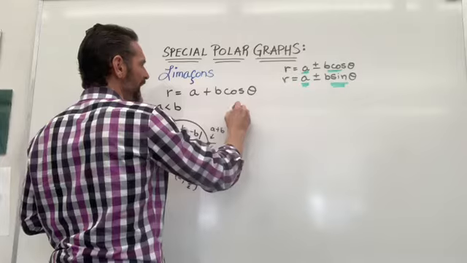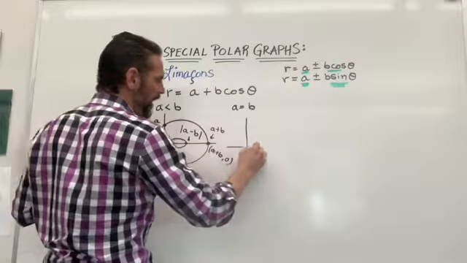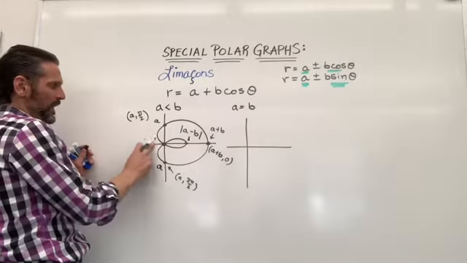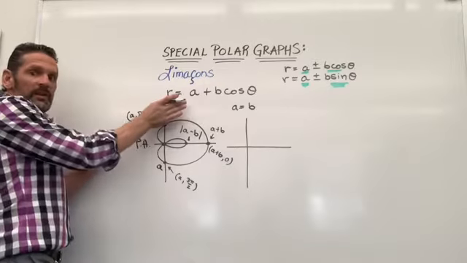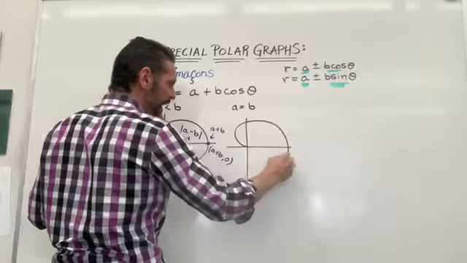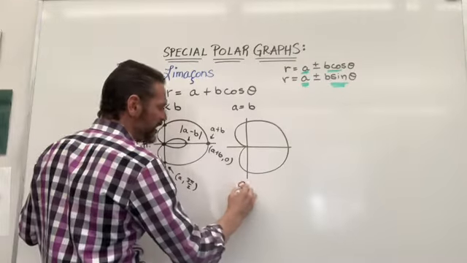Continuing along, a is equal to b. Well, because it's a positive cosine function, we have polar axis symmetry. Whatever's on the top will be on the bottom. When a is equal to b, we have this shape here. This one is called a cardioid.